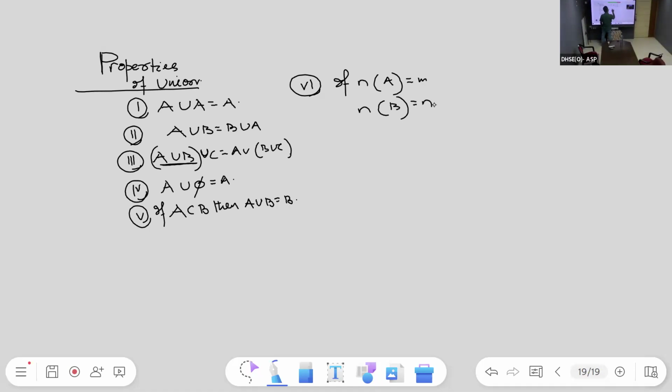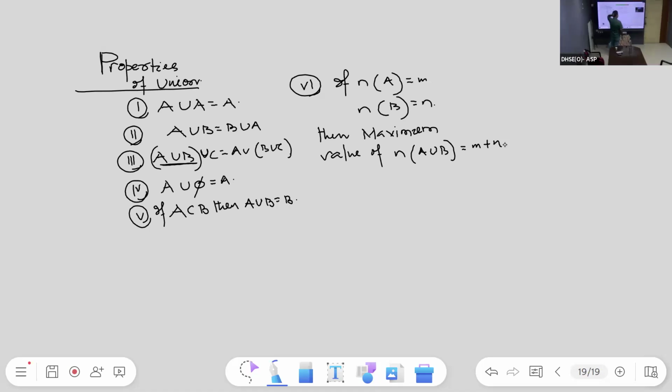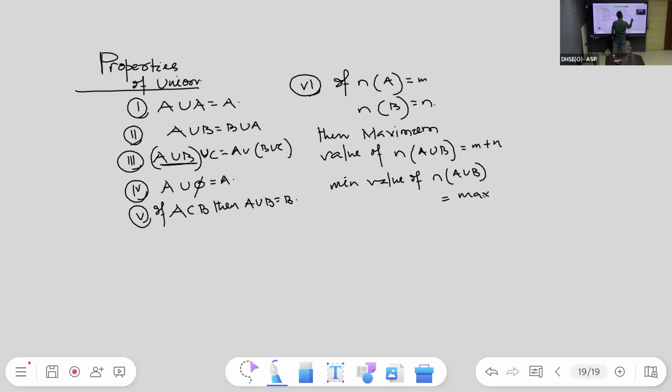then the maximum value of the cardinality of A union B is equal to M plus N. This is possible only when no elements are common in the two sets. And the minimum value of the cardinality of A union B will be the maximum of M and N, meaning the greater among the two.